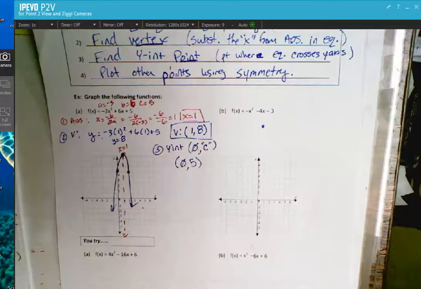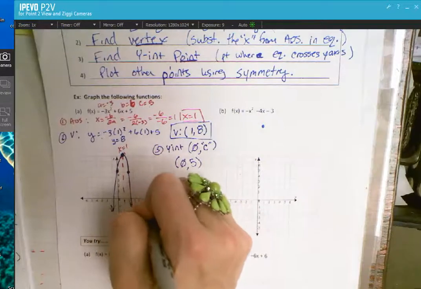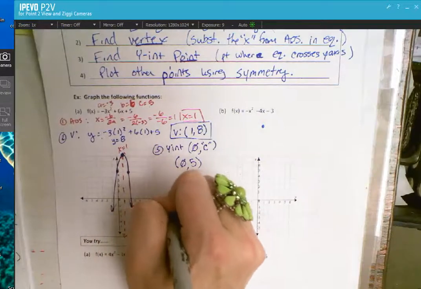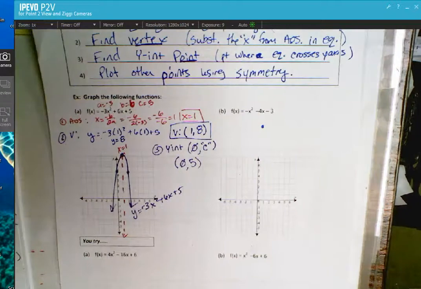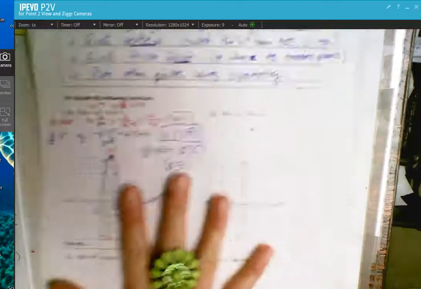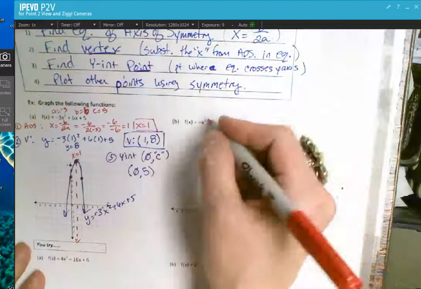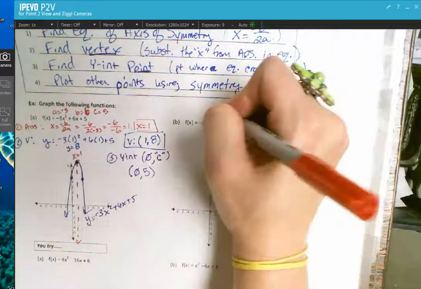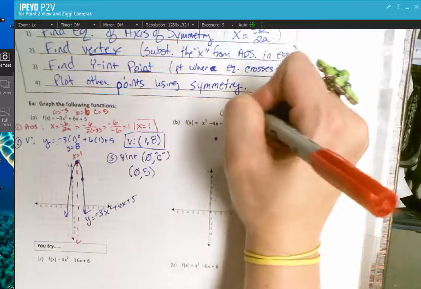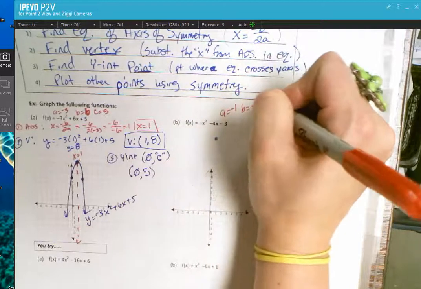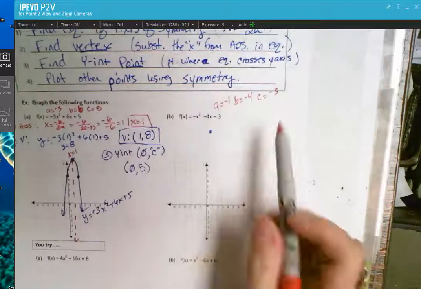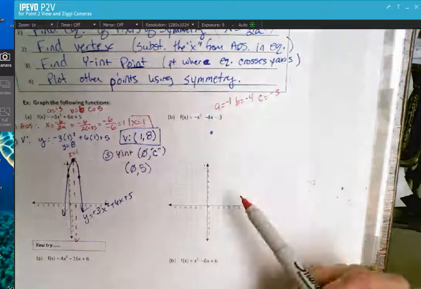And I have my upward facing graph. Y equals negative 3x squared plus 6x plus 5. So let's try another. The function f of x is equal to negative x squared minus 4x minus 3. So I know it's downward facing again. I know a is equal to negative 1, b is equal to negative 4, and c equals negative 3. So I know it's going to cross my y-axis at negative 3.